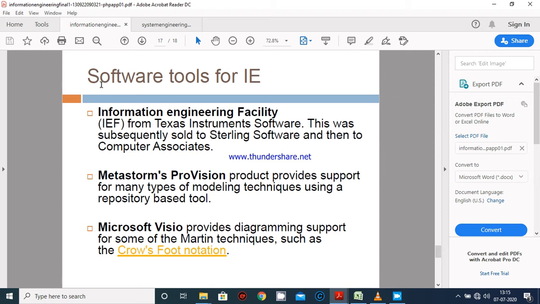And other tools I didn't mention in this PDF document, but I am telling you, you can write them or note them anywhere you want. So these are the three famous tools for information engineering, and other tools are Benchmark's data analysis, the accelerator tool, and computer aided software engineering tools.